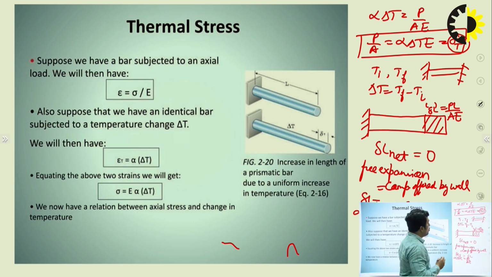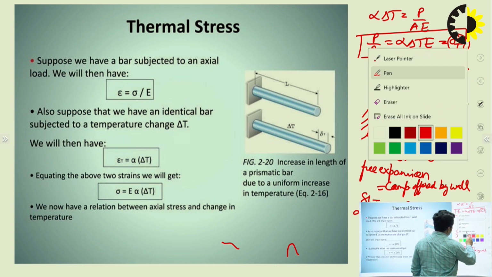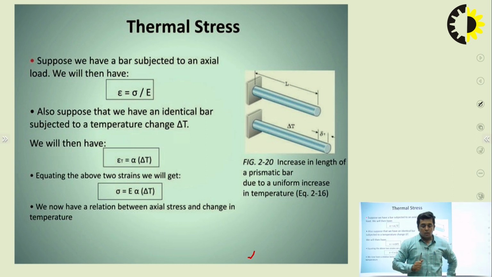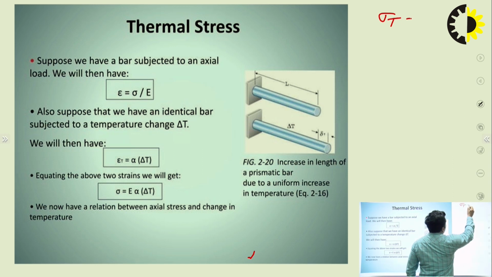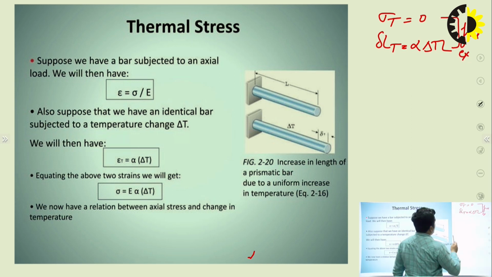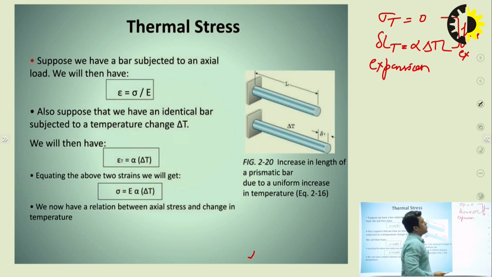So we are getting two final results. Whenever there is free expansion, we have sigma T equal to 0 and delta LT equal to alpha delta TL. This is valid for free expansion.